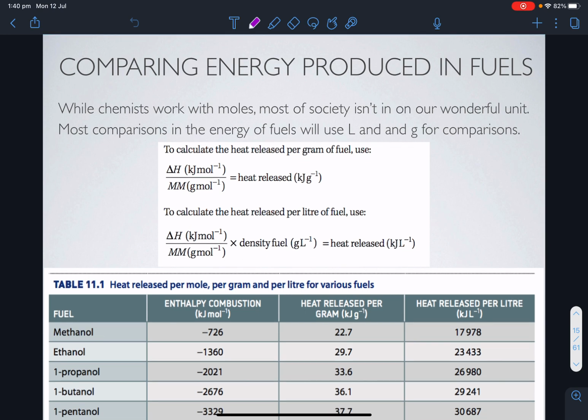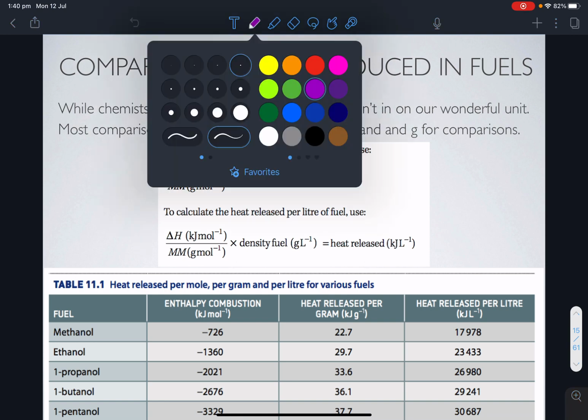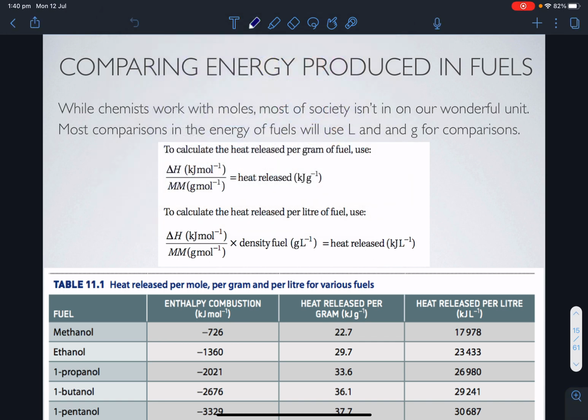Under the heading, as we can see here, comparing the energy produced in fuels. The idea behind this slide, and the problem, is we want to be able to convert our enthalpy value, or the kilojoules per mole, into other units that are more user-friendly in society, that come up in some problems such as kilojoules per gram and kilojoules per litre and kilojoules per kilogram even. So it's just a little bit of conversion that we need here.